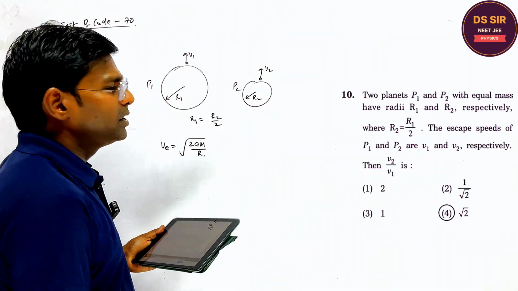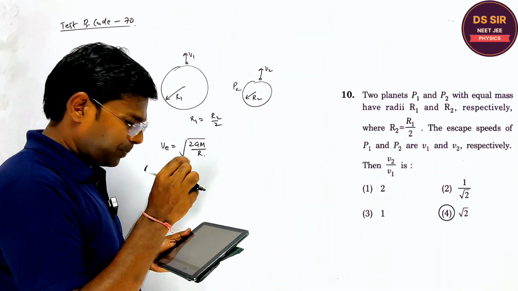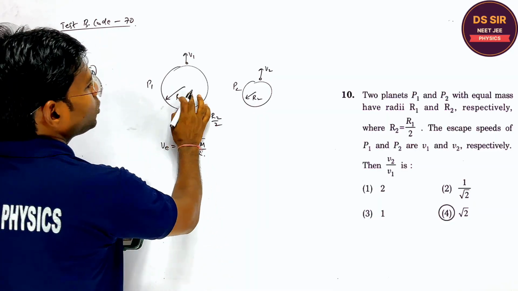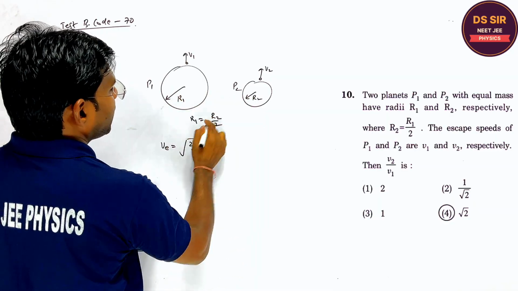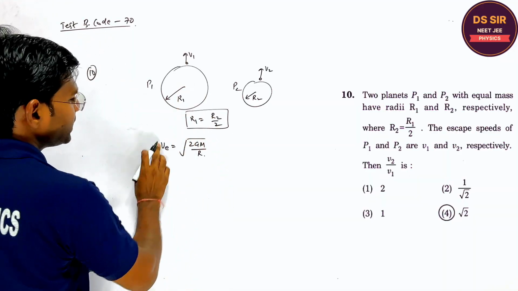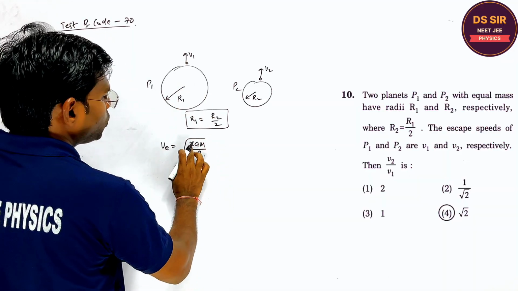So read this question. This question is based upon the escape velocity from the planet. These are the 2 planets whose radii r1 and r2 are related like this: r1 is equal to 1 by 2 of r2. And what is the escape velocity formula? It is equal to root of 2GM upon r.